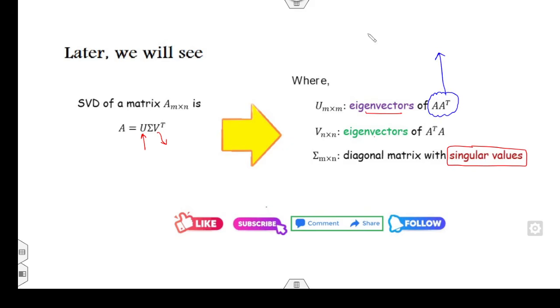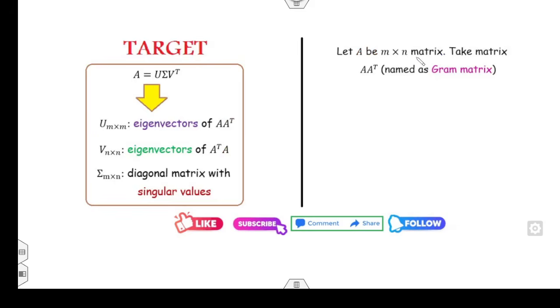Make sure, students, whenever you have any matrix A, we all know A into A transpose is a symmetric matrix always. The first concept is, whenever you have any matrix A that is M cross N, then the matrix A into A transpose is always symmetric, and the matrix A into A transpose is called the Gram matrix.